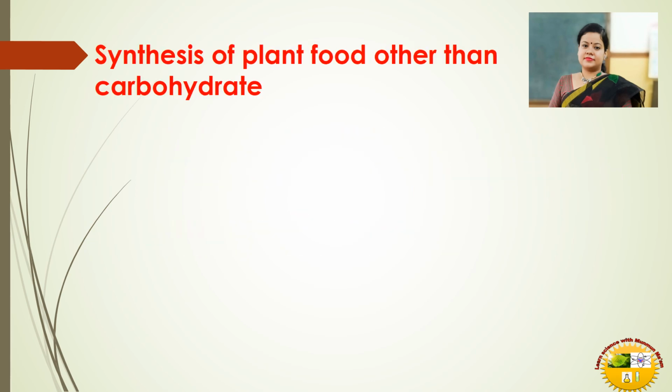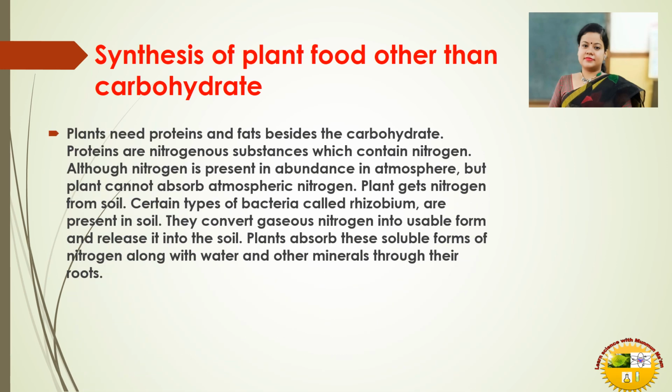Now, synthesis of plant food other than carbohydrate. Plants do need other food also rather than only glucose. So plants need proteins and fats besides carbohydrate. Protein is a nitrogenous substance which contains nitrogen.